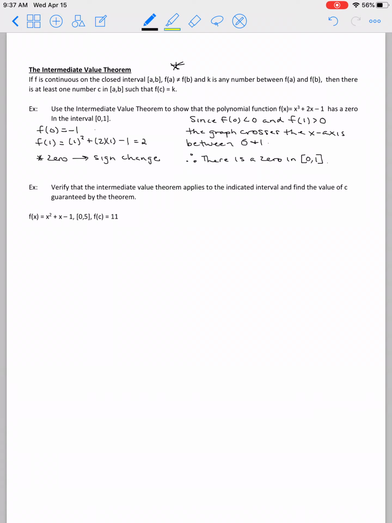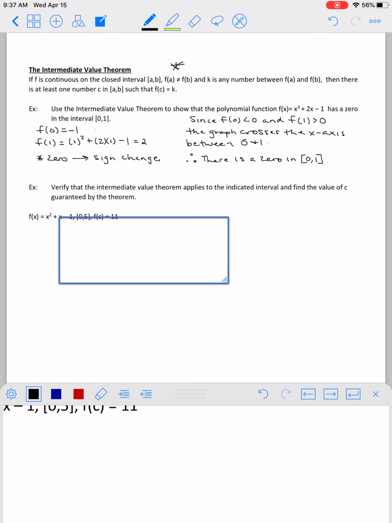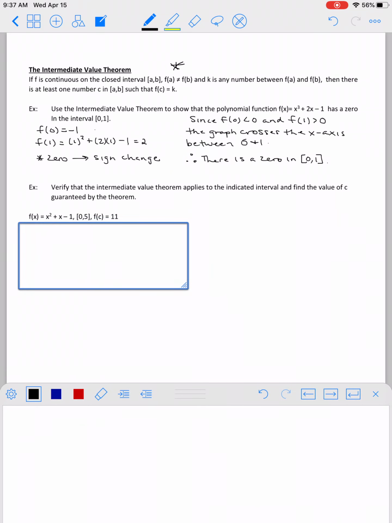And of course the explanation is important because we're understanding that component. So now we're going to do an example that requires a little bit more legwork. So it says verify that the intermediate value theorem applies, number 1, and number 2, find the value of C guaranteed by the theorem. So the first thing we have to check, and this is a polynomial, so it has to be continuous on the closed interval, which is 0, 5. And so it is continuous because polynomials are continuous everywhere. And then we're going to find the endpoints of the intervals.